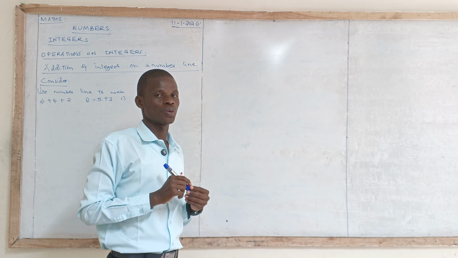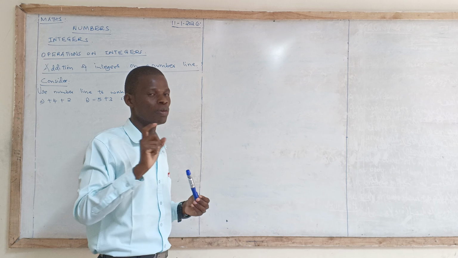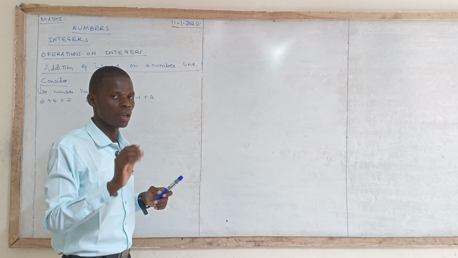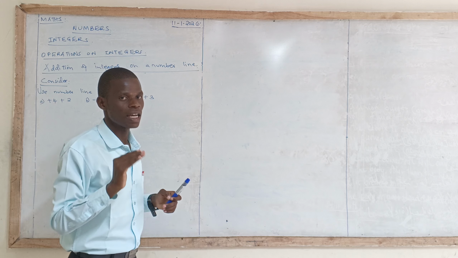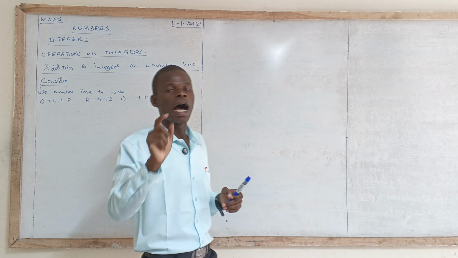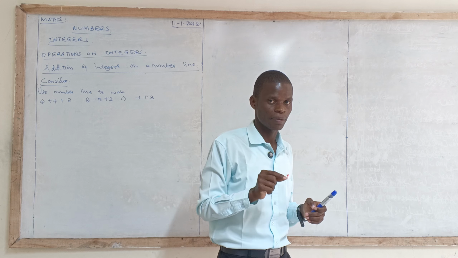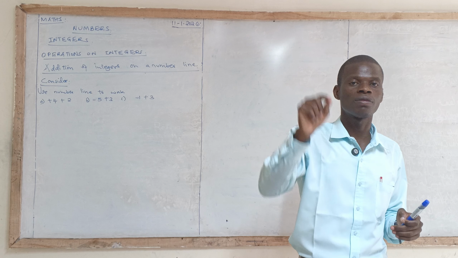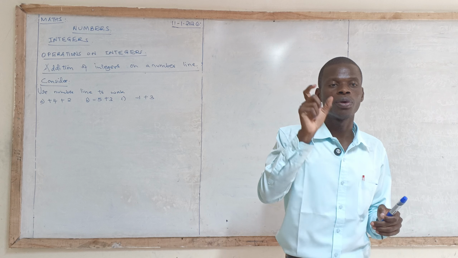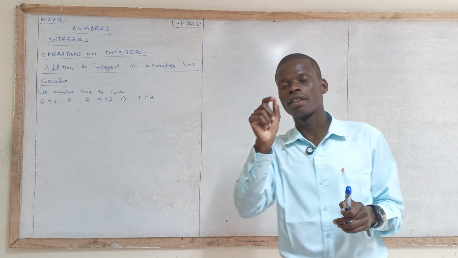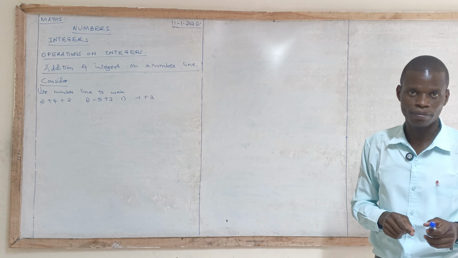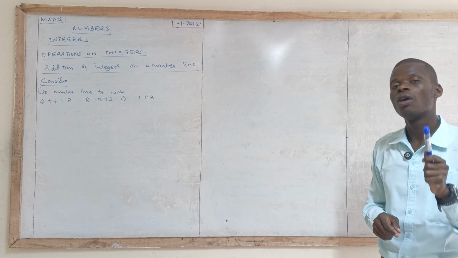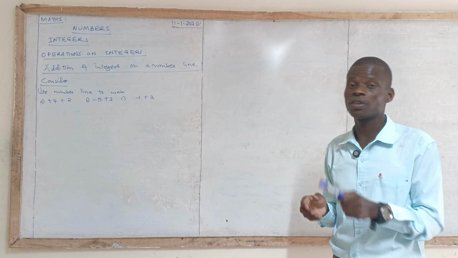One thing I want you to know before we use a number line here. Note something here. We have positive integers. Positive integers are called natural numbers that can be written without the positive sign. So if you see any number without the positive sign, we call it a positive integer.